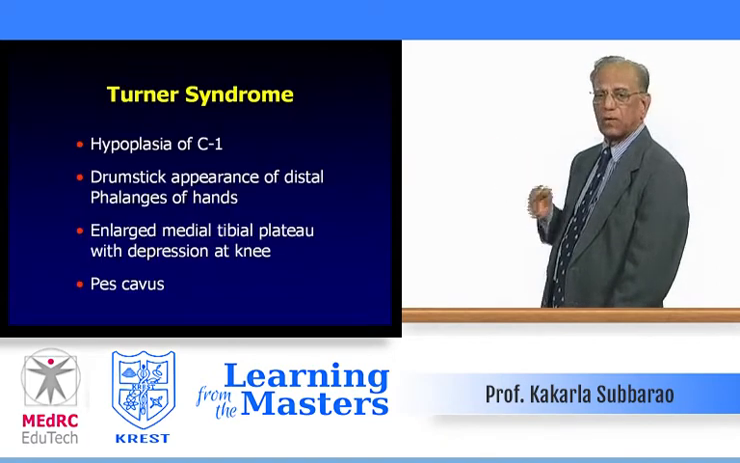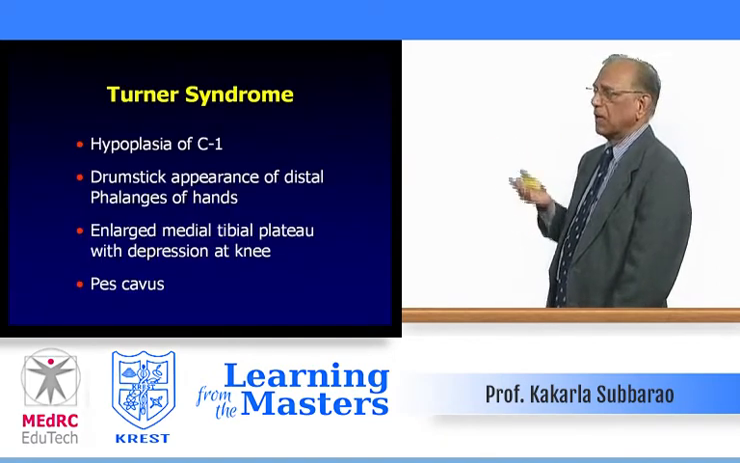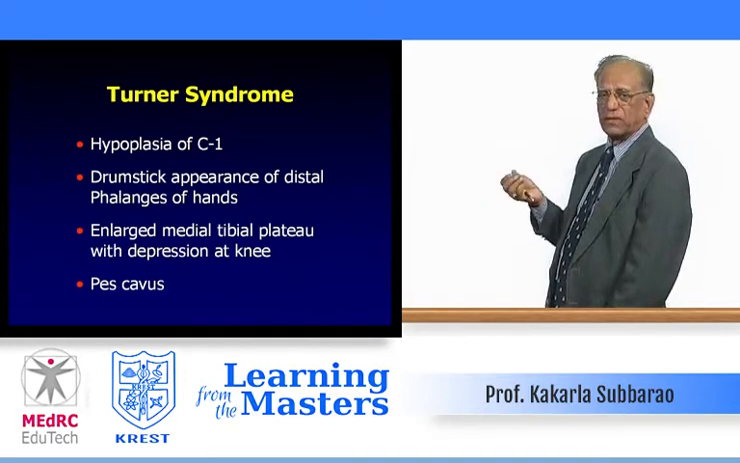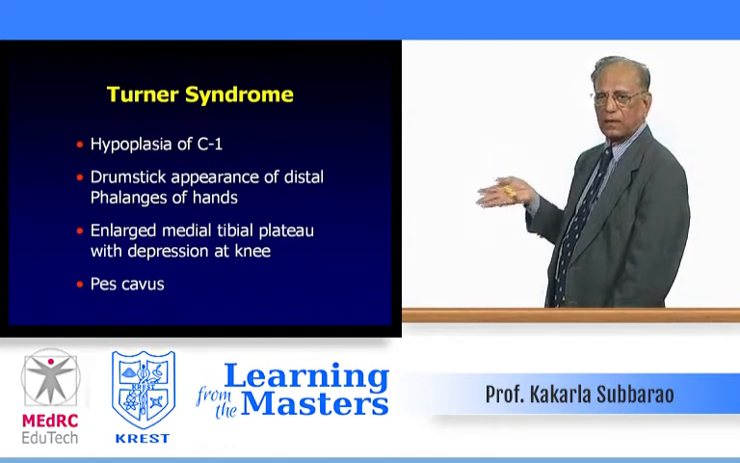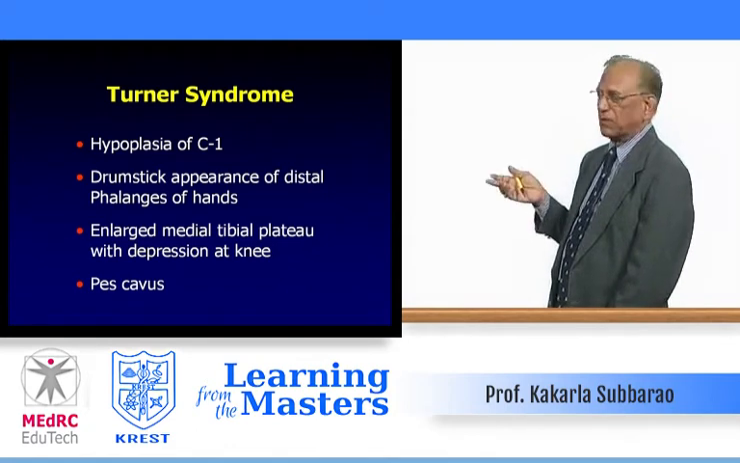Turner syndrome, there are other various skeletal changes: hyperplasia of body of C1, drumstick appearance of distal phalanges of the hands, almost simulating clubbing, enlarged medial tibial plateau with a depression at the knee joint, pes cavus deformity. These are some of the changes.